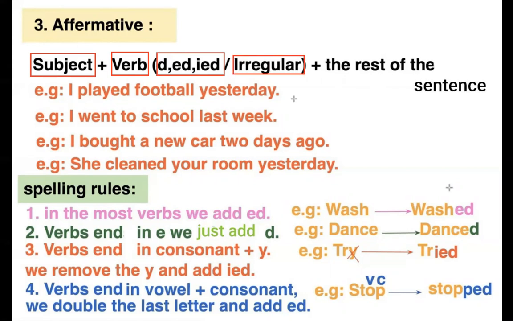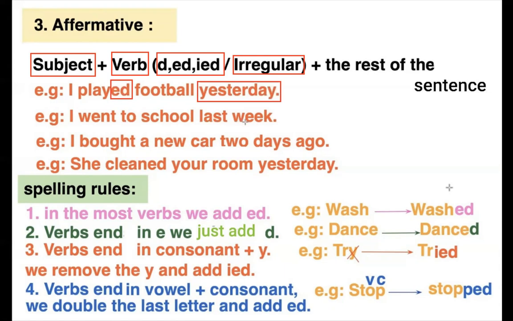Let's see some examples. I played football yesterday. I is the subject, yes. Played is the verb, added ed to the verb, so it's a regular verb. Football yesterday, and yesterday is the key word. Excellent.